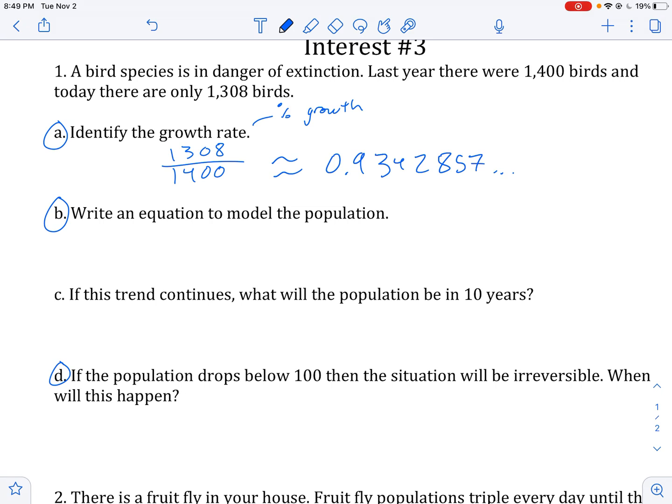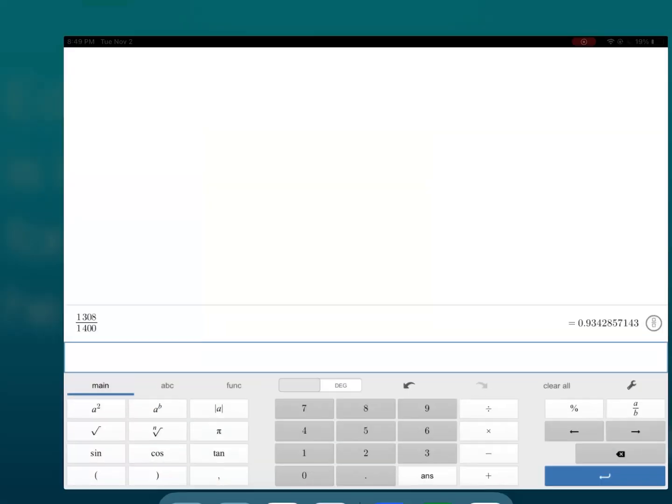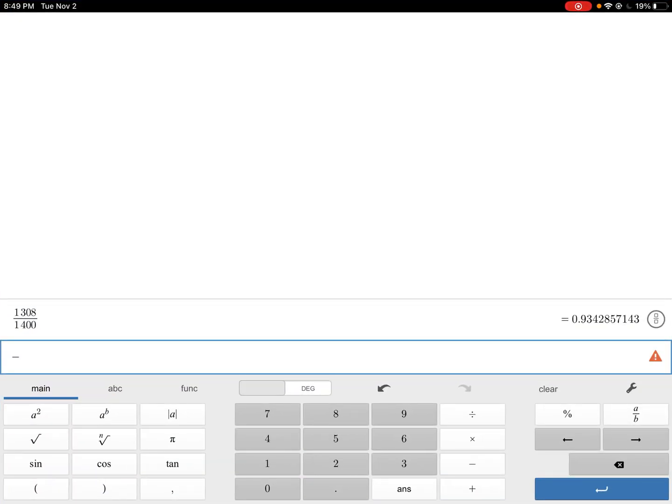This is not the percent growth. In fact, it's not growing at all. It's decaying. We're losing a percent. And we need to figure out what percent is lost. So if you quickly just convert this to a percent, you're looking at 93.42857%. Well, you can figure out what percent was lost by just taking 100% and subtracting that off. I'm just going to take this number, last answer, clear that. Just do 1 minus it.